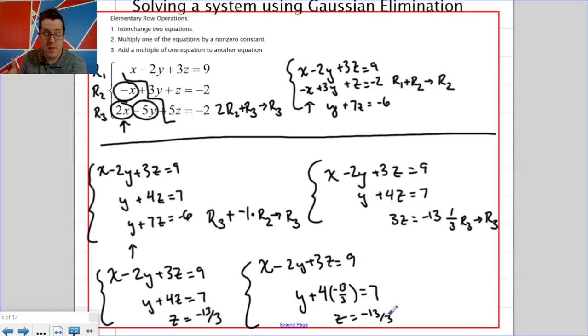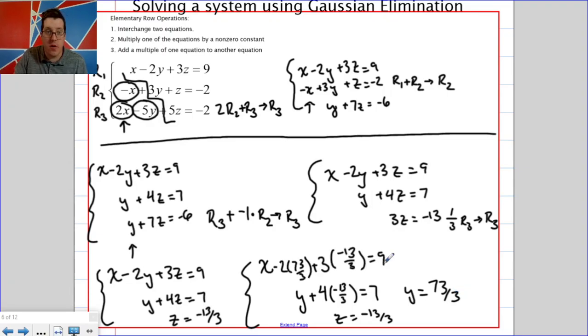So first I plug z into the equation above, and I find that y equals, I got 73/3. And then I'm going to go and plug both of those things into the equation above it. So that's what that looks like. And then just solving that using Algebra 1 skills, I get that x equals 212/3.